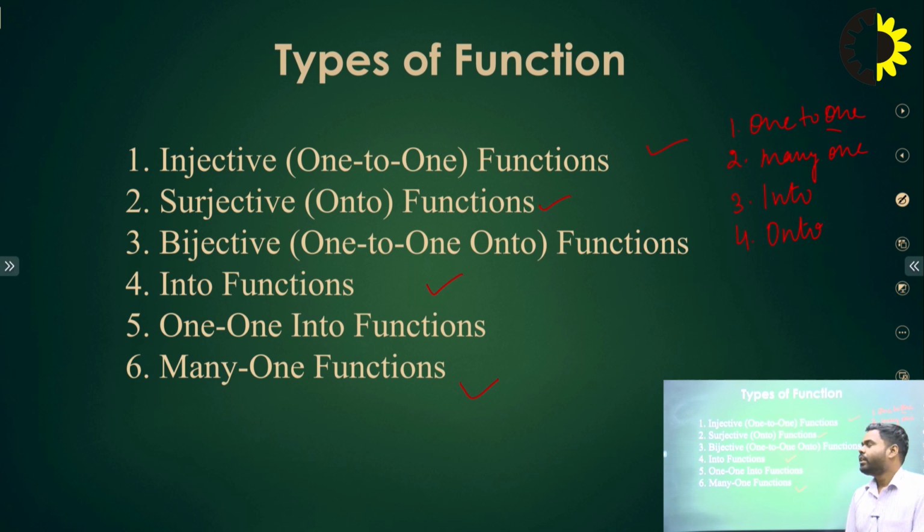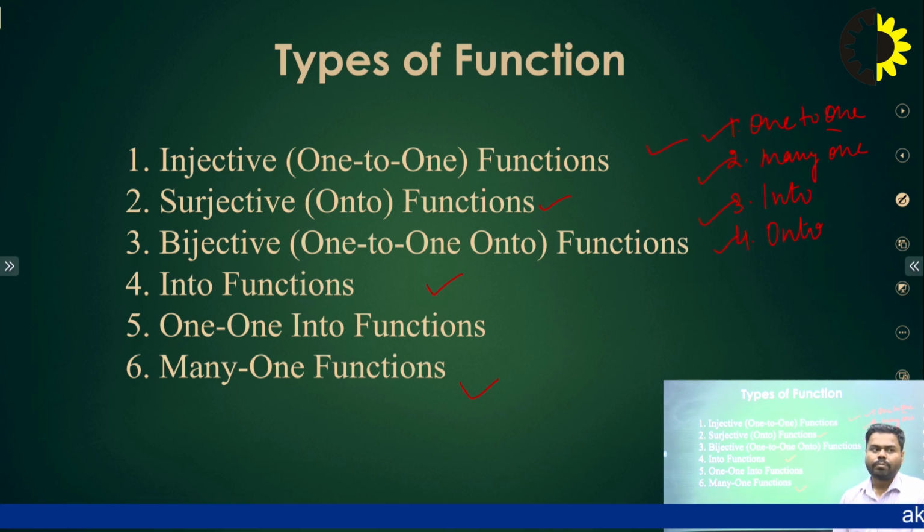But basically there are four types of function: one to one, many one, into, and onto. And if we combine these, there are again further types: one to one into, one to one onto, many one into, and many one onto. So there are basically eight types of functions. We will explain this further in the next slides.